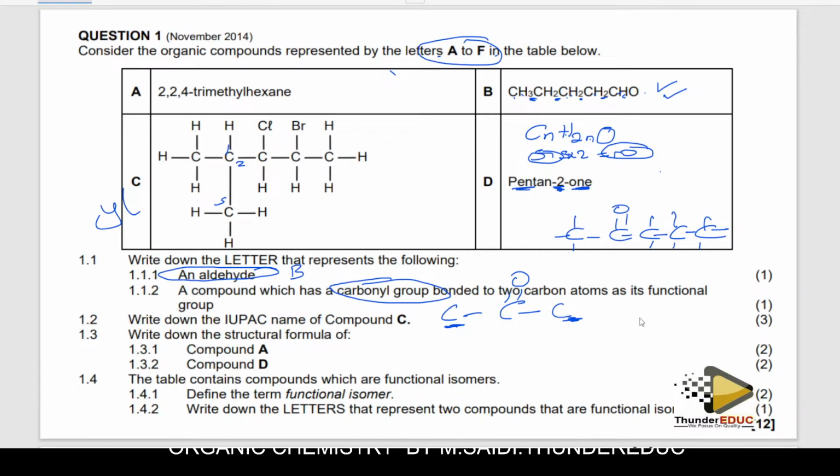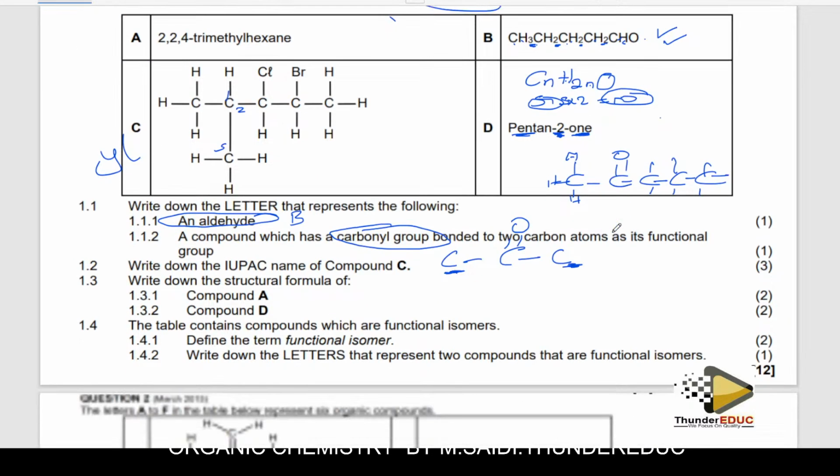Yeah. So that's what it means. 4, 4, 4. So it means that you fill in with the hydrogens. So that is pent-2-one. That is what it means. Then the next question, they are saying that the table contains compounds which are functional isomers.